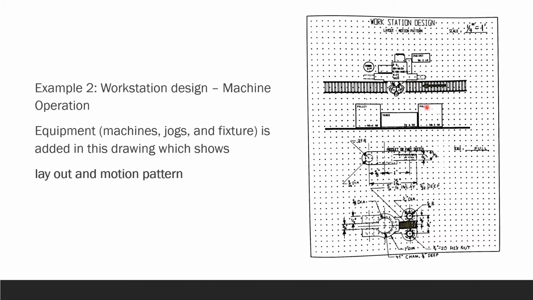Okay, so in this workstation design layout, you can see a bit of the motion pattern right there. It is showing you the machine operation. So you have your operator and the machine, and here is your conveyor going, and your equipment can be the machine or jigs or fixture, and is basically added to the drawing.